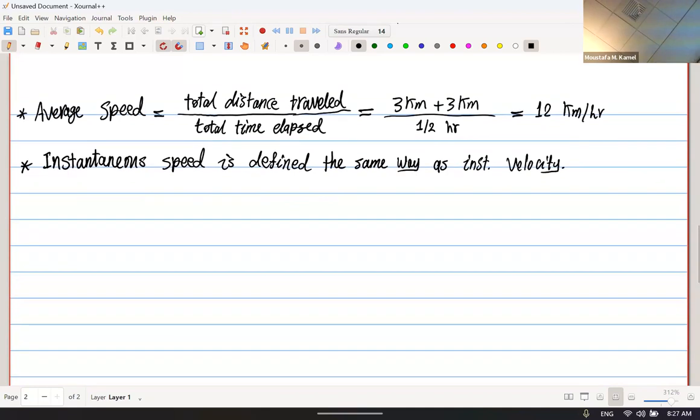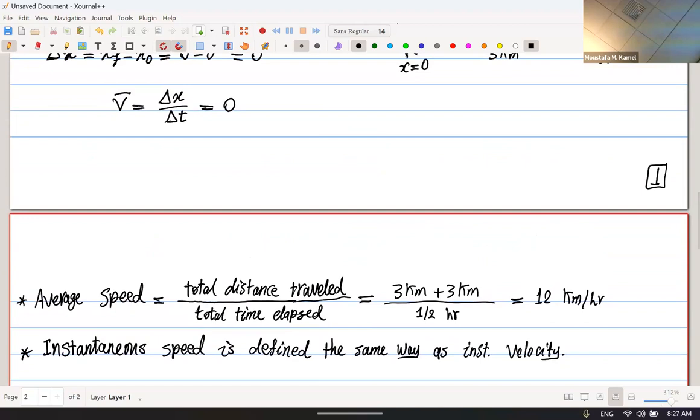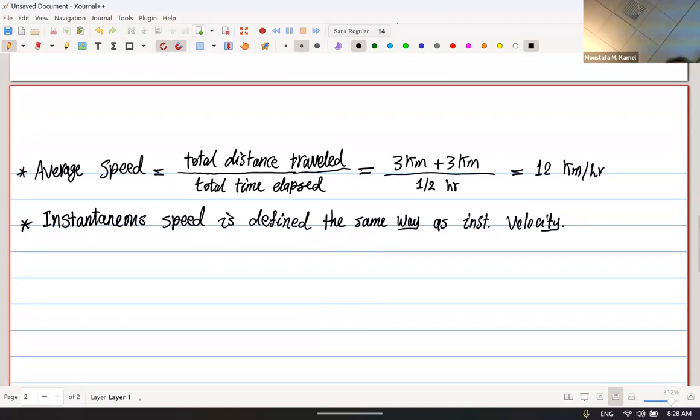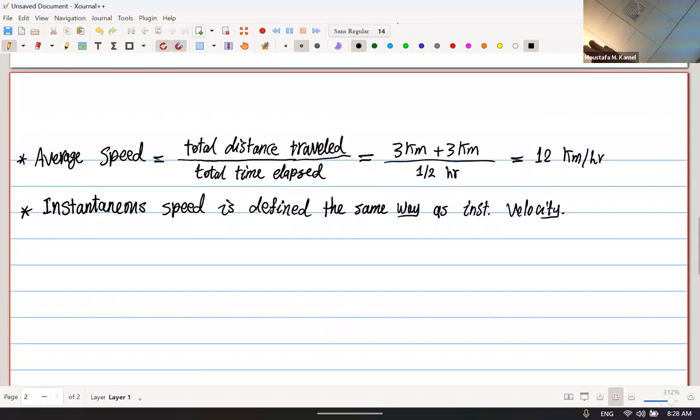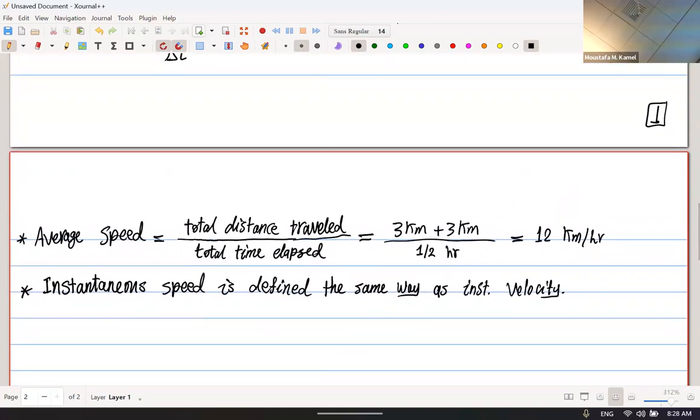Okay. It's important to notice here that the average speed is not the magnitude of average velocity, because as you saw above, average velocity was 0, but average speed was 12 kilometers per hour. So they are not the same, but the instantaneous speed is the magnitude of instantaneous velocity, because you take the average over an infinitesimally small amount of time, so all these differences disappear. But for averages, average speed is not the same as average velocity.